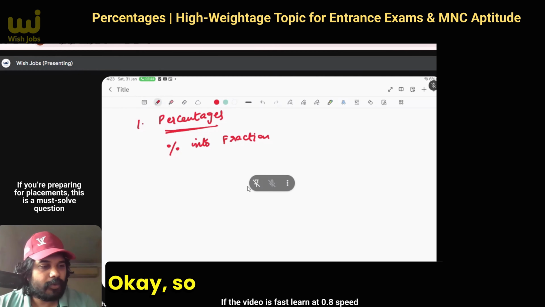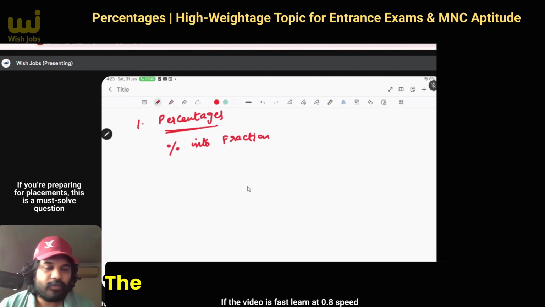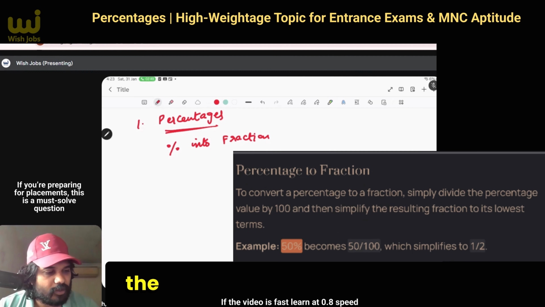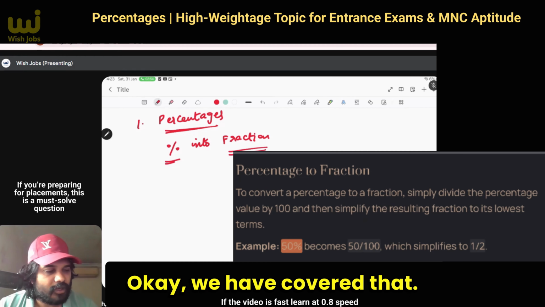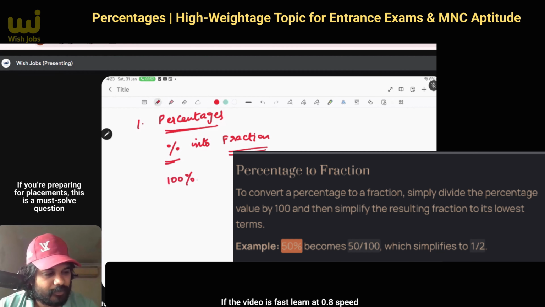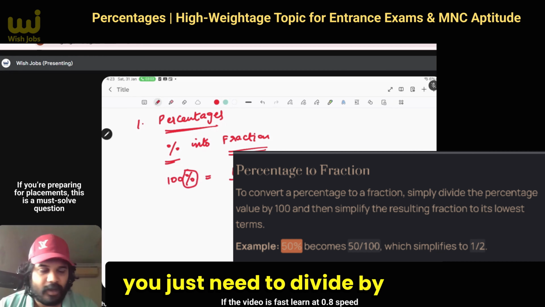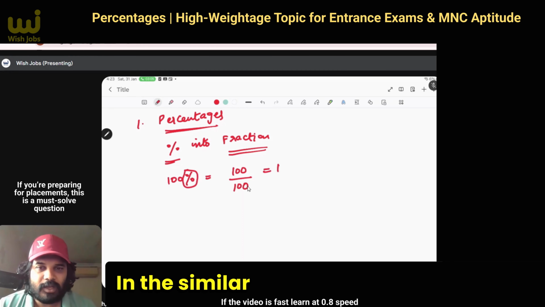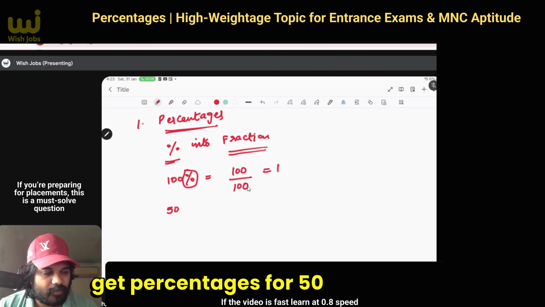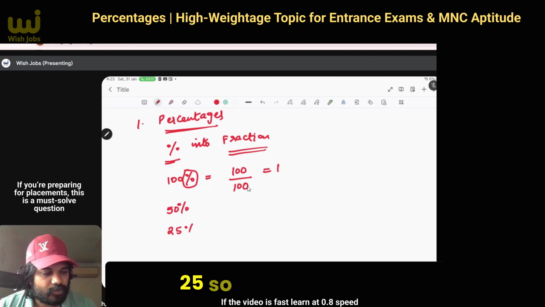Okay, so let's start percentages. The first concept in percentages, you need to convert the percentage into a fraction. Okay, we have covered that. If it is 100 percent, we need to just divide it by 100. Whenever you have a percentage, you just need to divide by 100, so you will get the fraction. In a similar manner, you can get fractions for 50 percent, 25, and so forth.